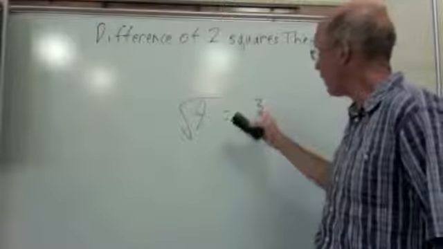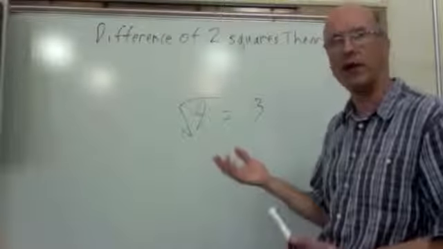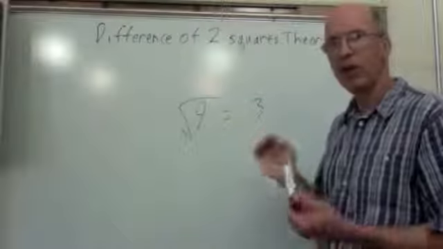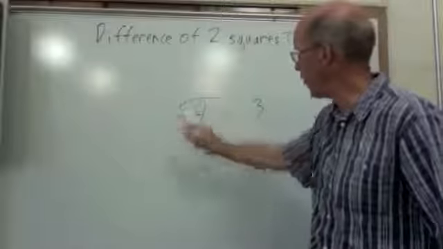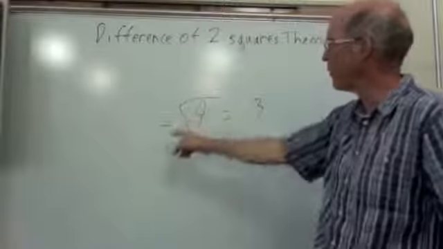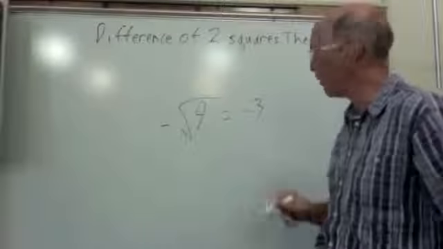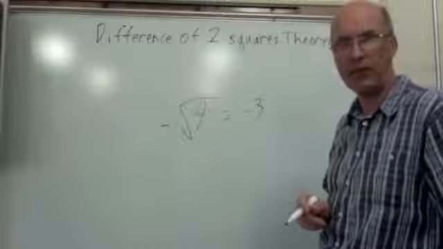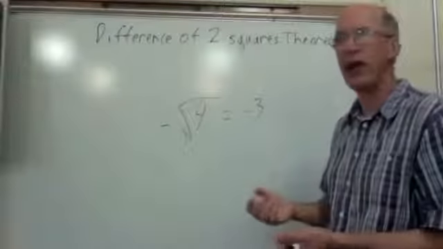Negative 3 times negative 3 definitely does equal 9. If they want that negative value, then they'll put a negative sign out in front of it. So you read it as the opposite of the square root of 9, and then you know to write down that the answer is negative 3. Does that make sense? But don't just go and do that on everything.